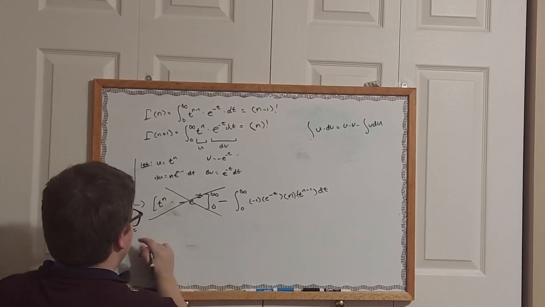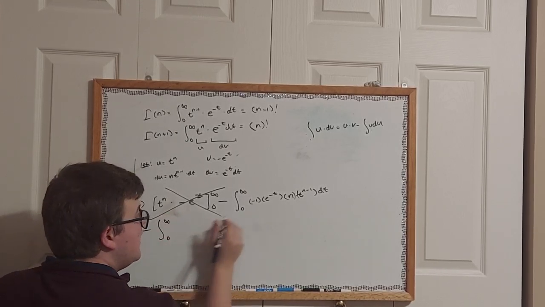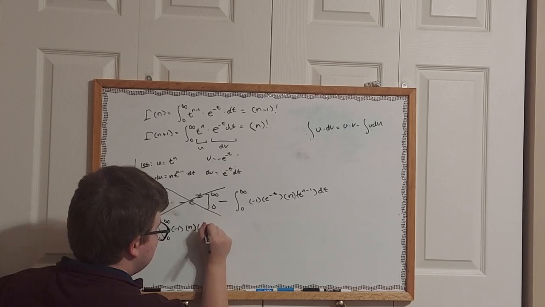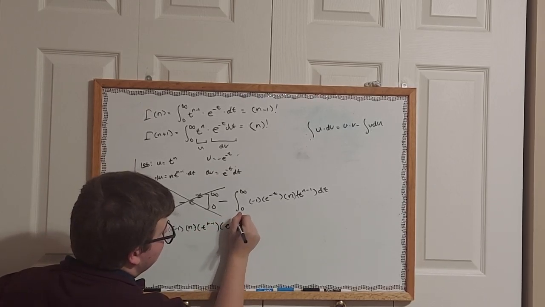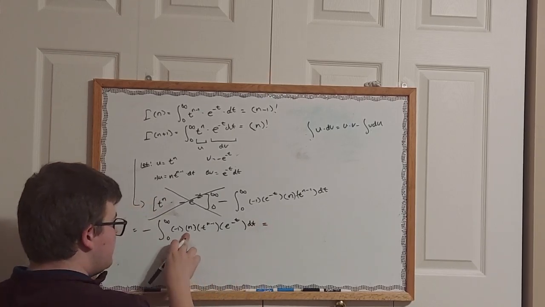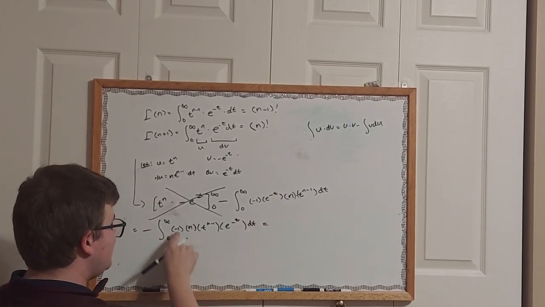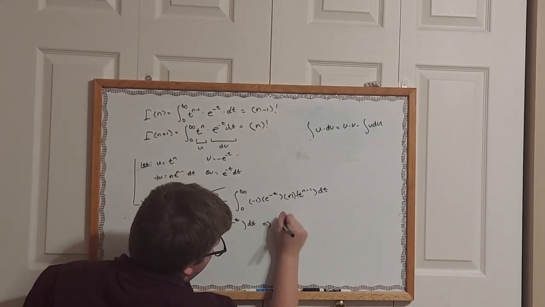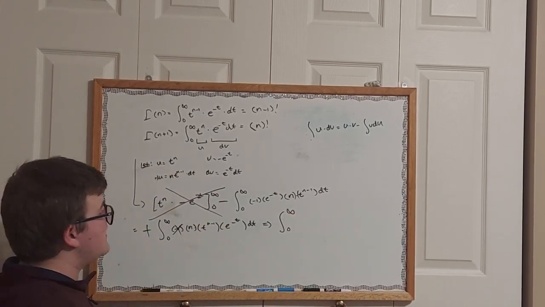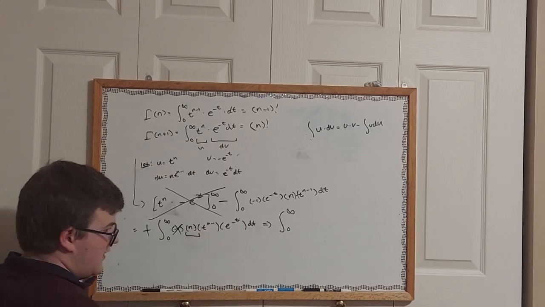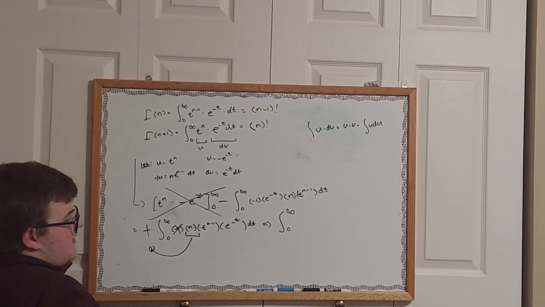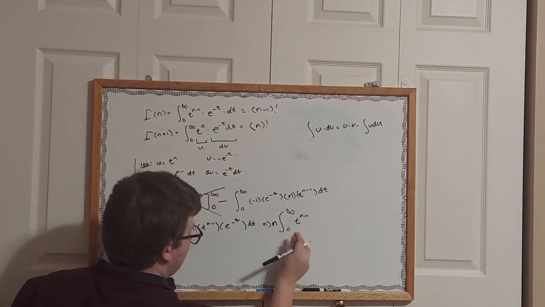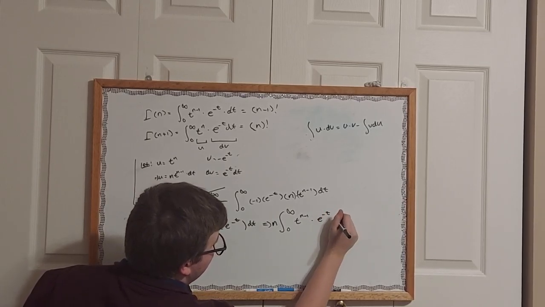So this now becomes negative integral from zero to infinity of negative one times n times t to the n minus one, and then e to the negative t, and then dt. Now, remember, our variable of integration here is t, which means n is a constant, negative one is also a constant. So let's bring the negative one out, and this becomes a positive, which means this becomes the integral from zero to infinity. But really quickly, before we keep writing, this n is also a constant, right? It can go on the outside of the integral. n times the integral of t to the n minus one times e to the negative t dt.